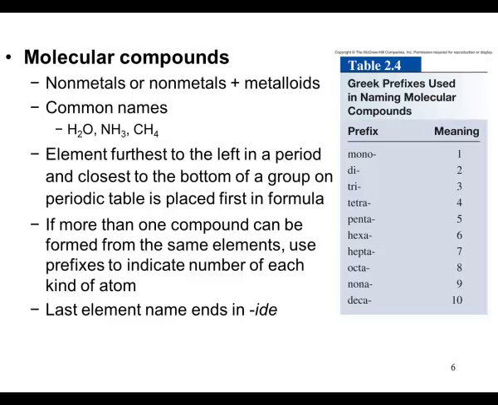If more than one compound can be formed from the same elements, one uses prefixes to indicate the number of each kind of atom. The last element name ends in -ide. The table to the right shows the prefix and the number corresponding to the prefix. Mono, di, tri, tetra, penta, hexa, hepta, octa, nona, and deca.